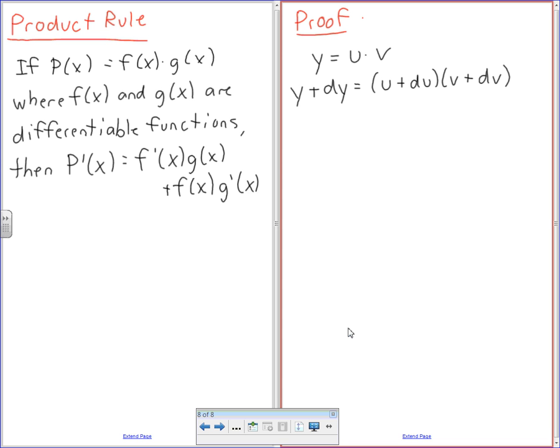Now when I look at this, I'm getting close, but I'm not quite there. Somebody suggest what I might do on the right-hand side to make this look better. Someone take a guess. Foil would probably be a good thing to try. So when I foil this out, I'm going to say y plus dy equals u times v plus u times dv plus v times du plus du dv.